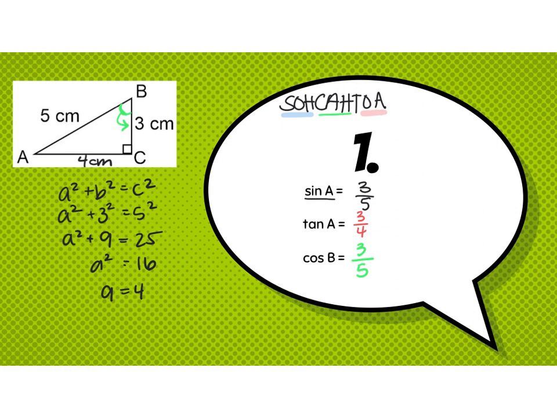Now, you may be looking at this and you may be saying, Ms. Gutierrez, cosine of B is the same thing as sine of A. And you're right. That is the case because of the different angles. Okay, so sine of A is the same thing as cosine of B and vice versa. This showed you all about finding the ratios.